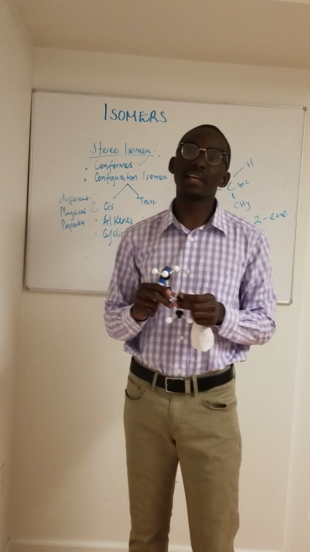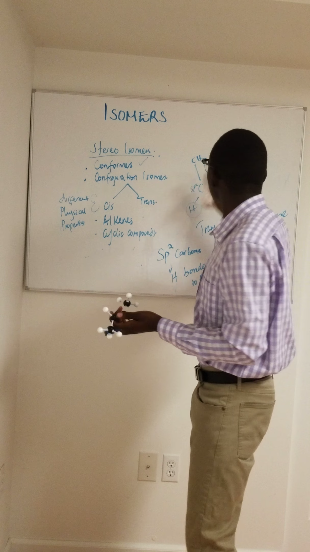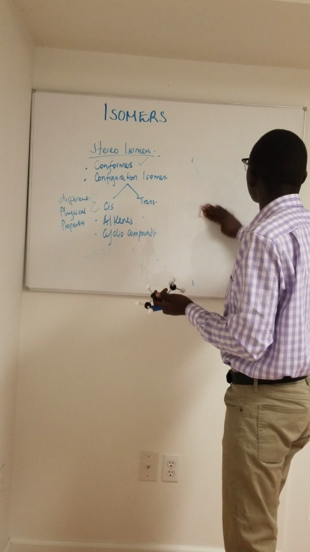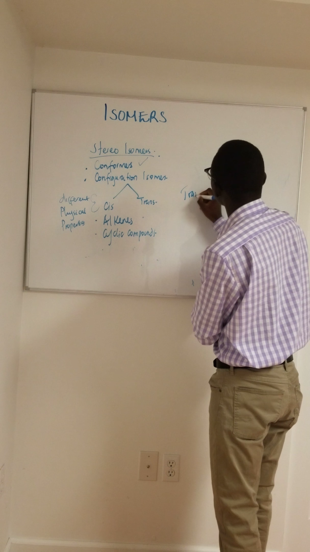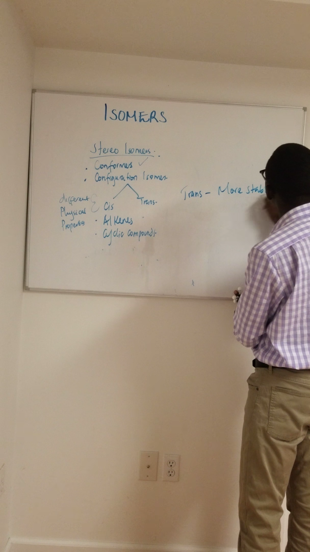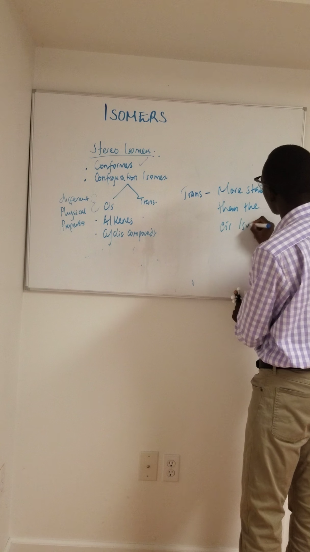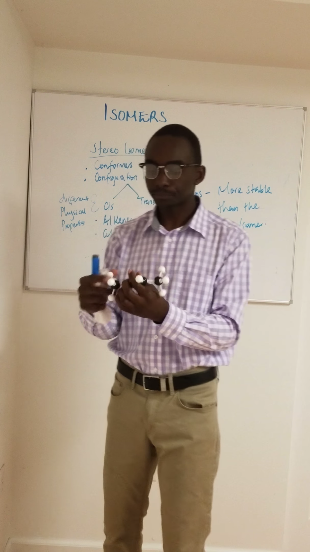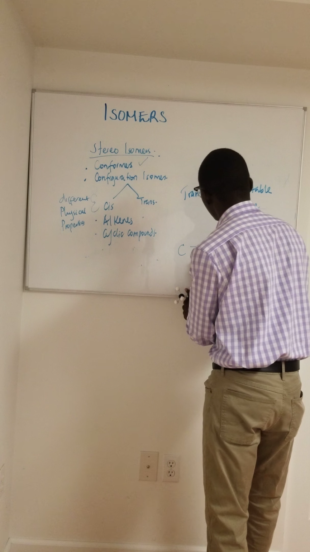Some of the questions that they can usually ask you about cis and trans is about their stability. So the trans isomer is more stable than the cis isomer because of the following reason. So now remember, initially I had the cis isomer in this form.